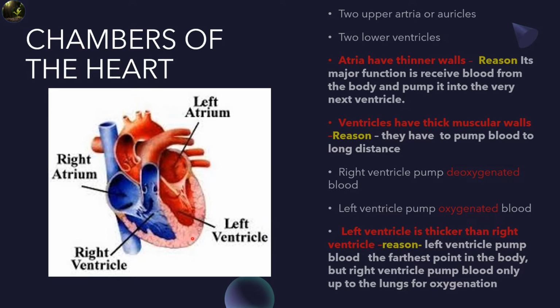Then what is the reason? The left ventricle pumps blood to the farthest point in the body. The right ventricle pumps blood only up to the lungs. That's why the left ventricle is thicker than the right ventricle. Then what are the other points you have to remember? The left side carries oxygenated blood, the right side carries deoxygenated blood.